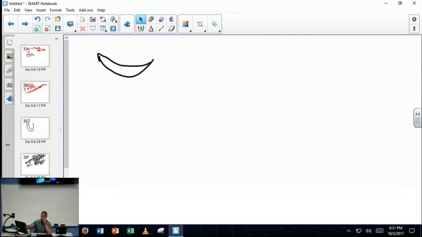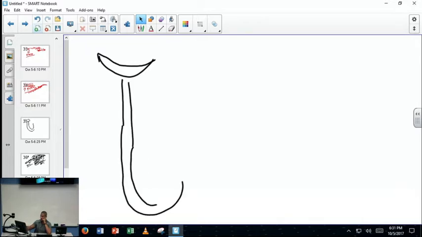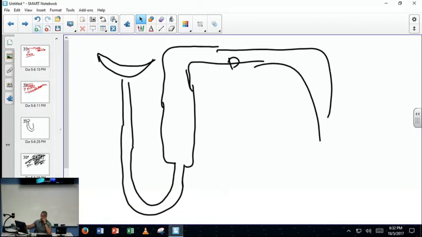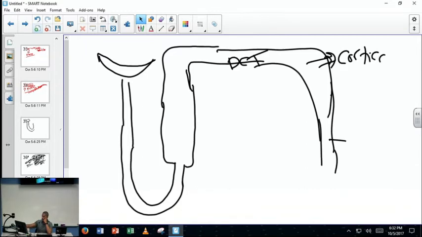Okay, glomerulus. You have the proximal convoluted tubule, loop of Henle, thin and thick loop of Henle, and collecting ducts. Actually, this is the DCT, distal convoluted tubule, and these are collecting ducts. This would be your cortical collecting ducts, and these would be your medullary collecting ducts.